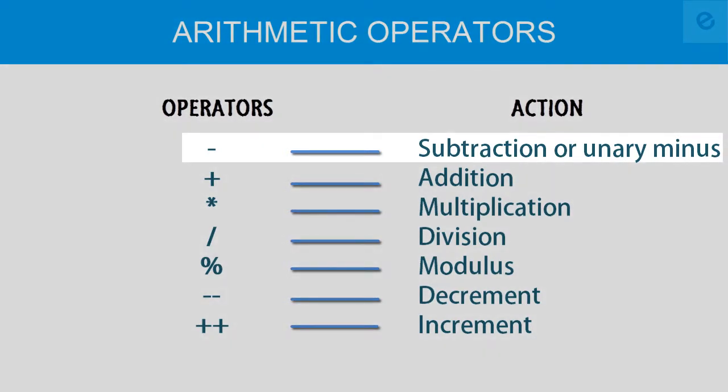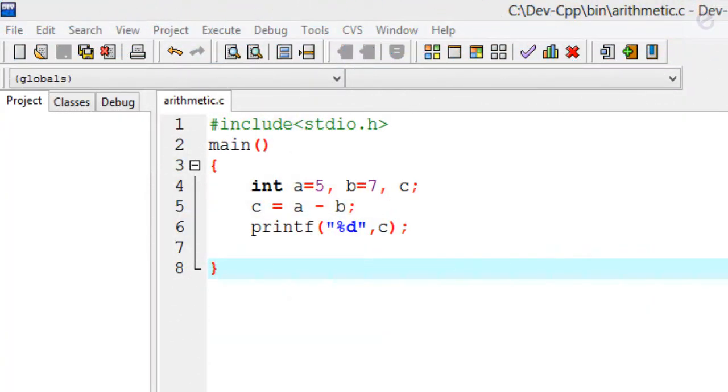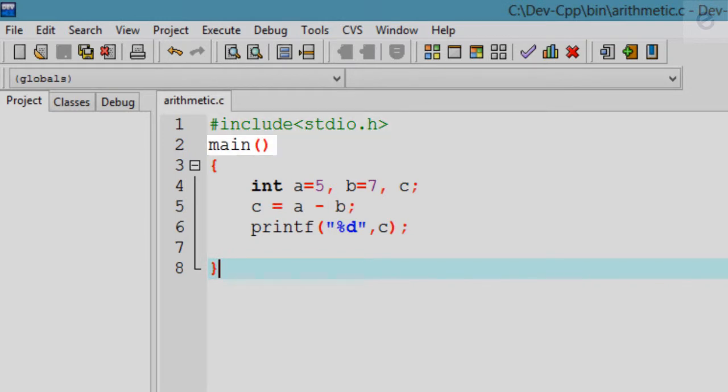So we would be first talking about the subtraction or the unary minus. As you can see on the screen, I have already written the program, and in the first line it is the header file stdio.h. The second line includes the main function that is mandatory to use, and after that we have the body of the main function. Inside the body of the main function we have declared 3 integers a, b and c, in which the value of a equals 5, the value of b equals 7, while the value of c is uninitialized.